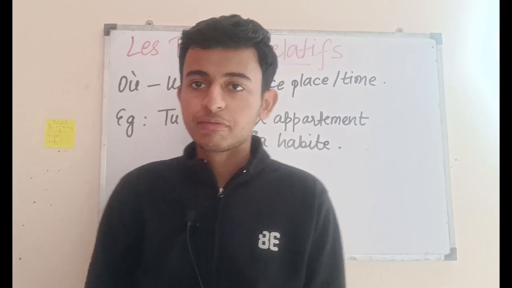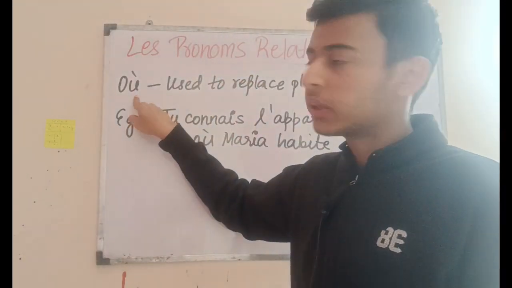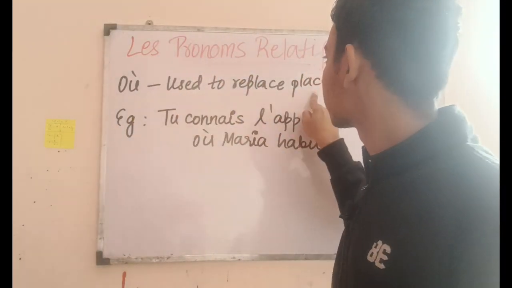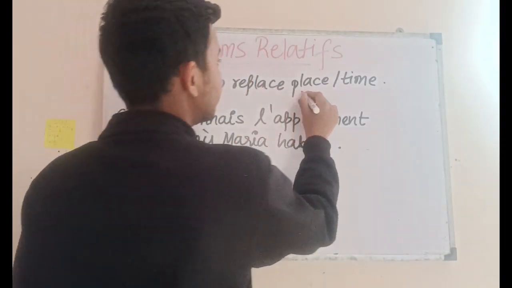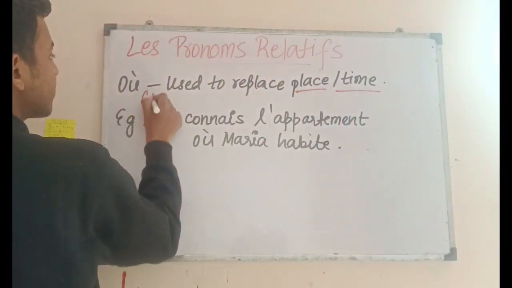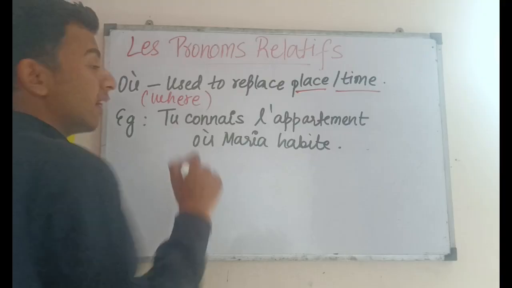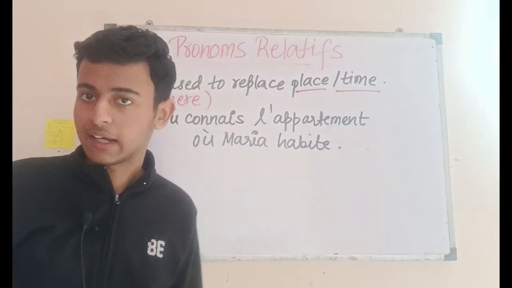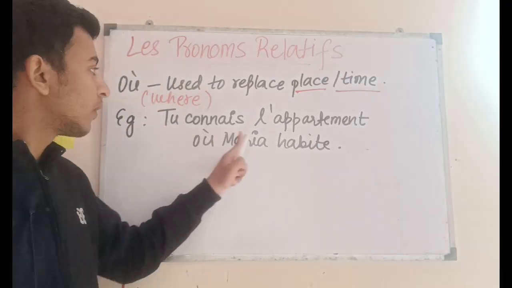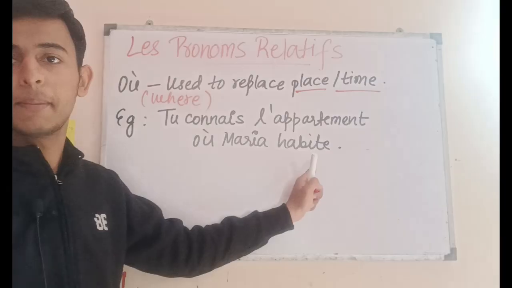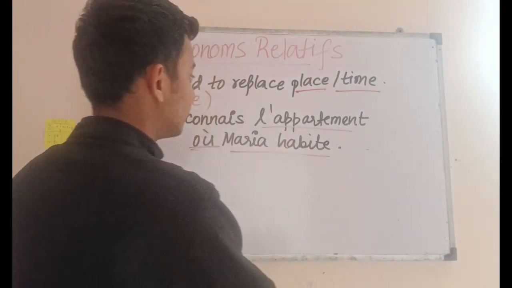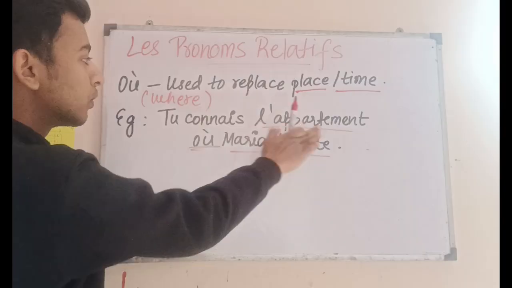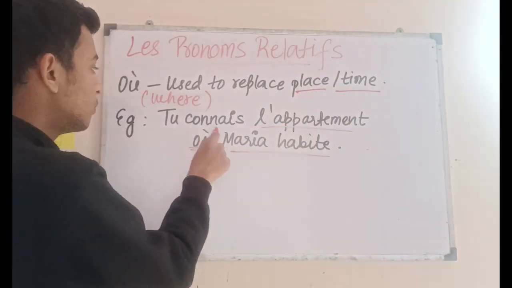The third relative pronoun with us is où. The significance of où is that it is used to replace place or time, and the literal translation is where. Example: tu connais l'appartement où Maria habite. You know the apartment where Maria lives. So où is for where.